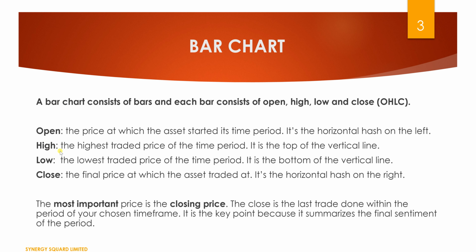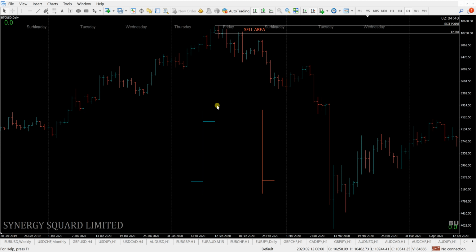And the high is the highest traded price of the time period. It is the top of the vertical line. So for this one, this is the high of the bar, and this is the high of the bar, which is the highest traded price for the period.